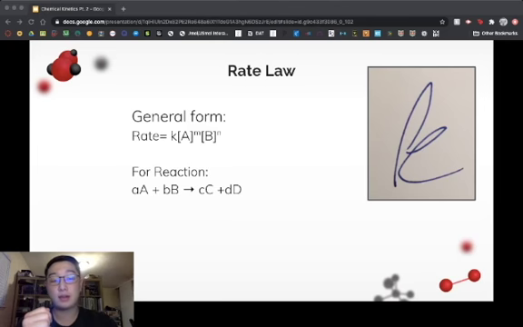Note that there's a difference between rate law and specific rate law. Rate law is going to have the k in it, and then specific rate law is going to have a number for k instead of the variable in there.